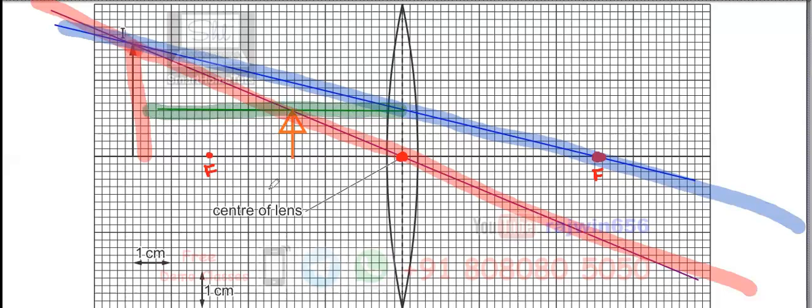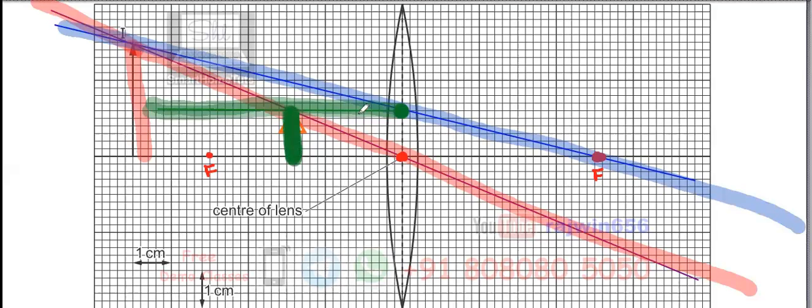How I have chosen this point? I have chosen the intersection of the blue line and the line that is passing through this lens. So I have drawn this line parallel, the green line. Wherever the green line and red line are intersecting, that is the position of the image, which is this orange part. This is the position of the image which I have darkened it.